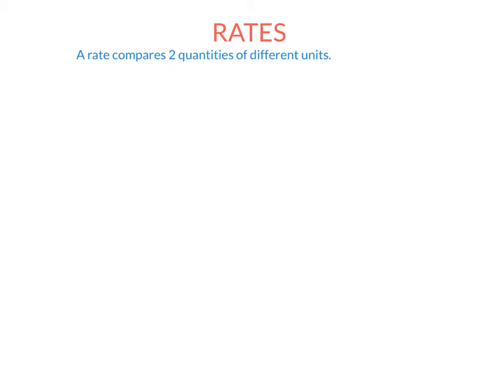So a rate is something that compares two quantities of different units. A rate that you would be familiar with would be speed. If you're, say, driving, your speed is usually measured in kilometers per hour. That's what this little dash means, per. Per is a very important word in rates, because when we're talking rates, it's always something per something.